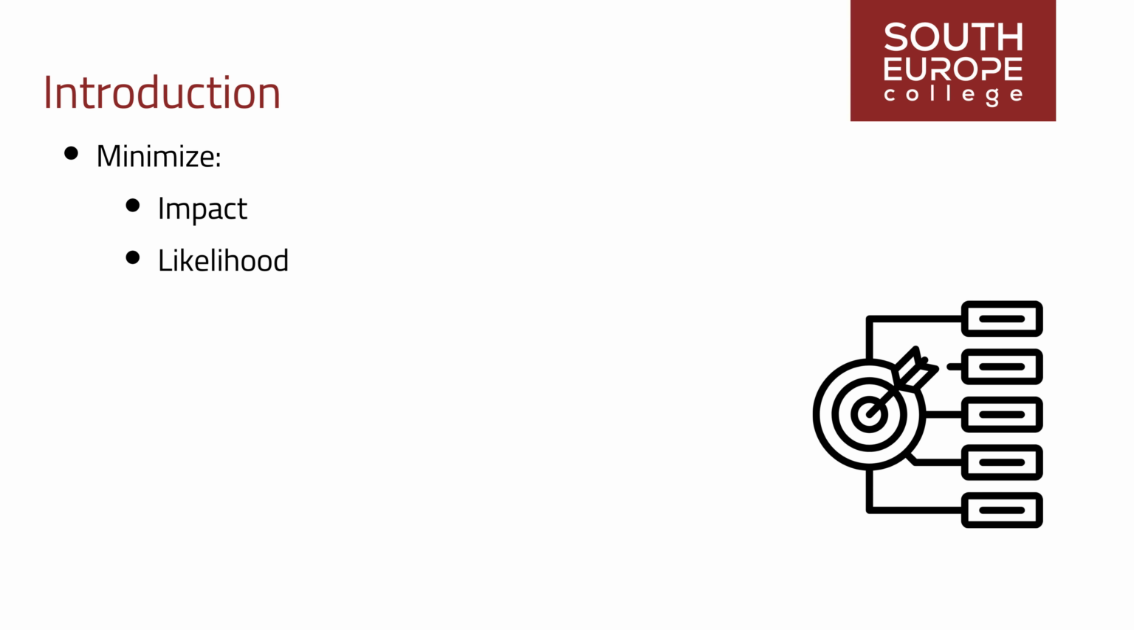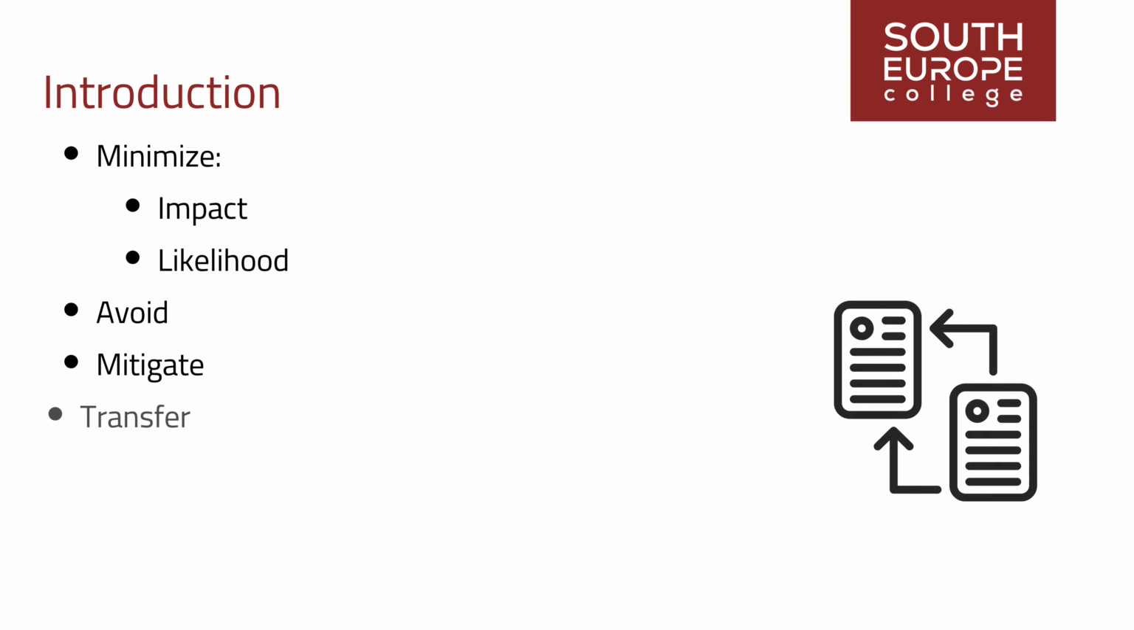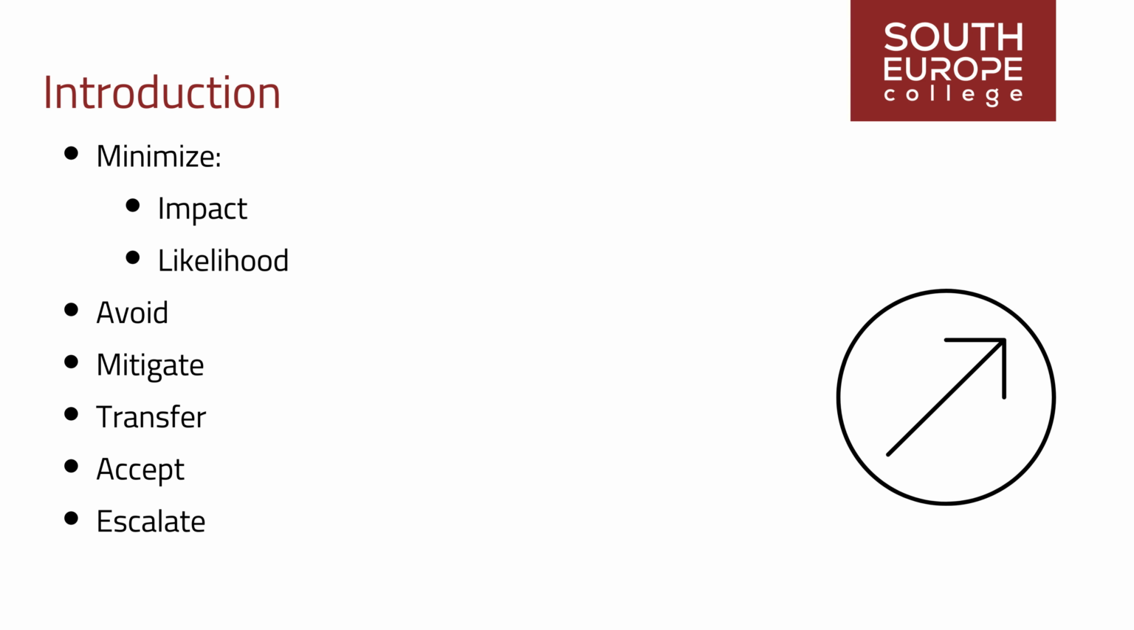This process is crucial for ensuring the successful delivery of project objectives within the defined constraints of time, budget, and quality. There are 5 main strategies for effectively managing negative risks in projects: avoid, mitigate, transfer, accept, and escalate.